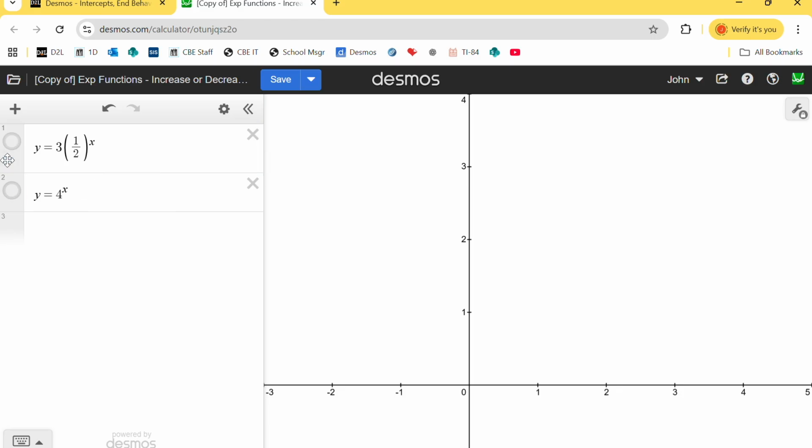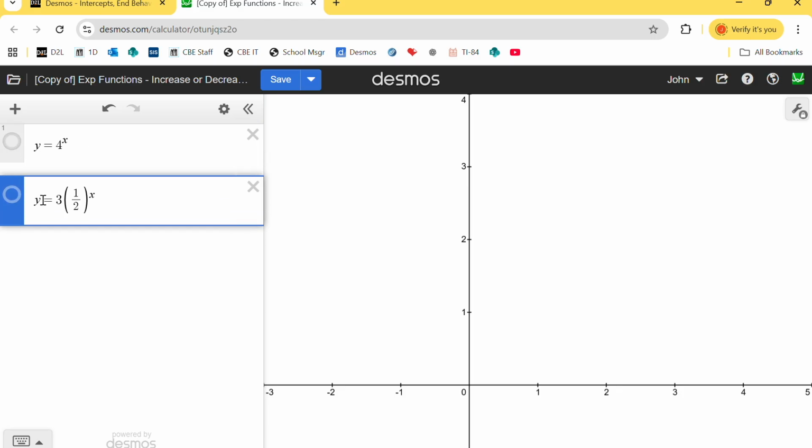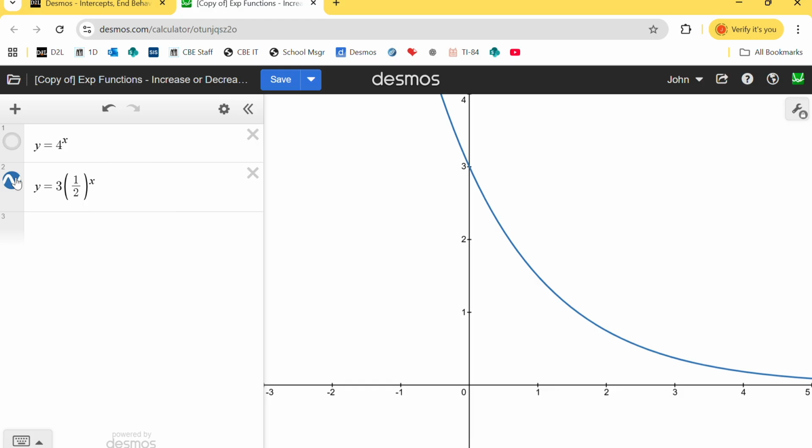Contrast it with this one. So this is a decreasing function. X-intercepts, none. Y-intercept: if I plug in an x value of 0, I get a y value of 3. And so there's our y-intercept, (0, 3). Domain is x, an element of all real numbers. The range is y greater than 0.